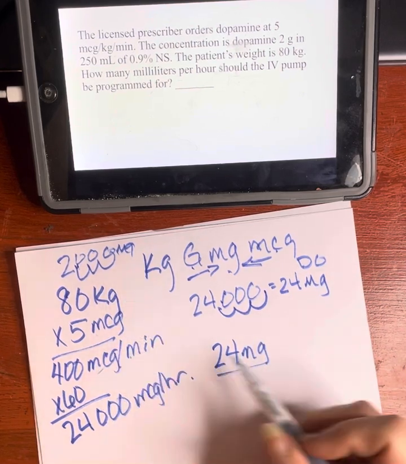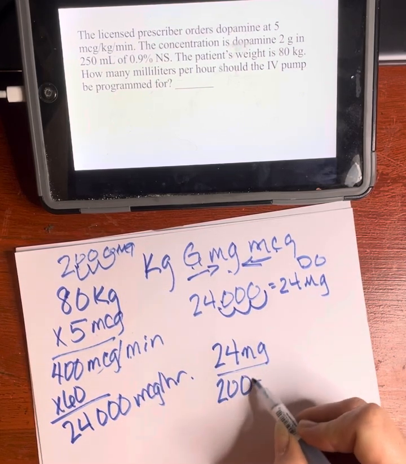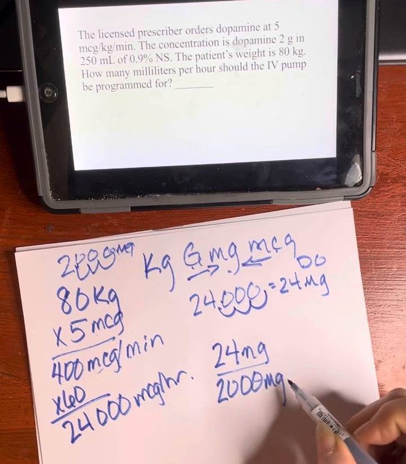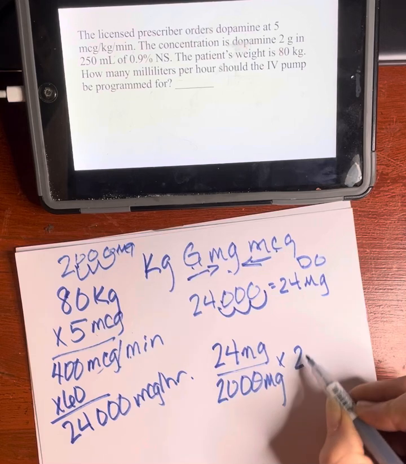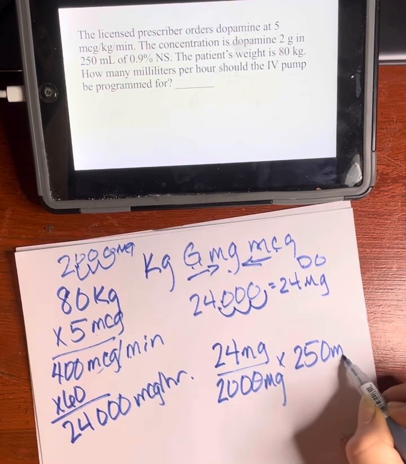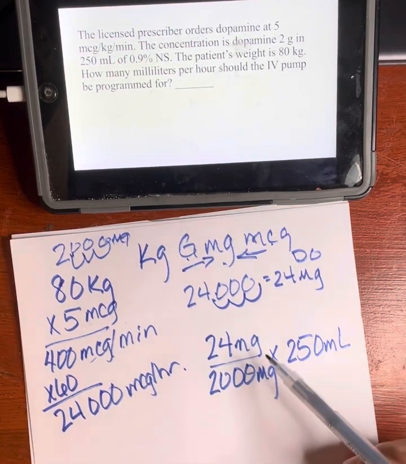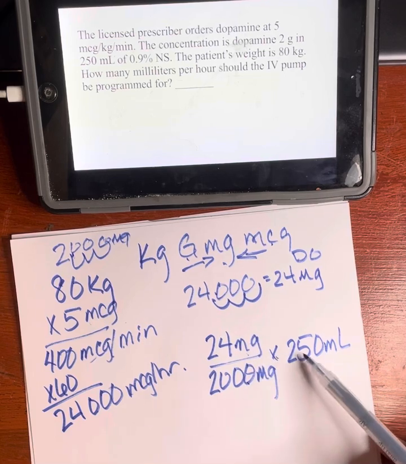So we have on hand what he wants is 24 milligrams. What we have on hand is 2,000 milligrams. And it is, how's that come? 250 milliliters. And then we're doing the math. That divided by that times that.